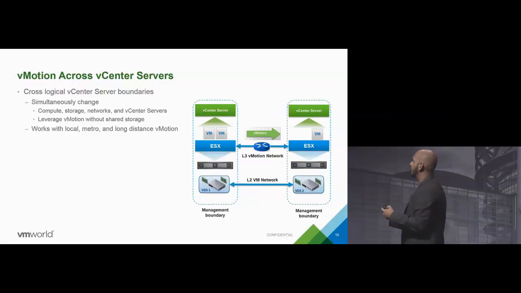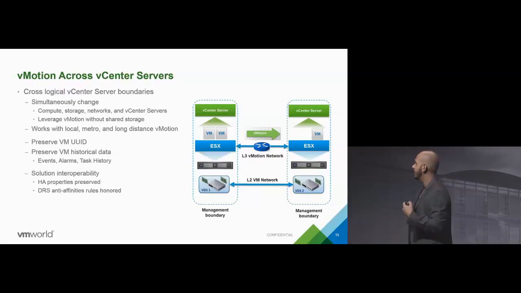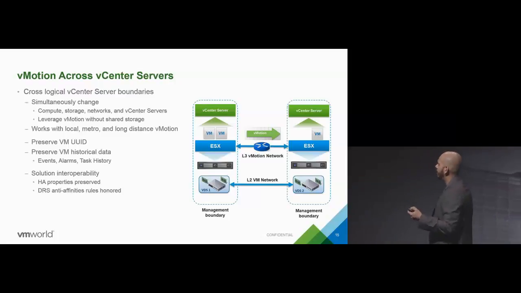It works with local, metro, as well as long-distance vMotion. All your VM UUIDs are preserved, all the historical data. Everything else exists as it was on the host. It exists on the destination as well. We do have HA and DRS properties preserved as well.